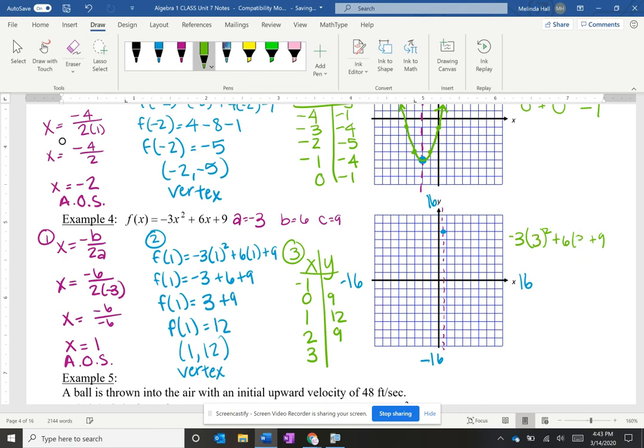3 squared is 9, and 9 times -3 is -27. 6 times 3 is 18, and then plus 9. So -27 plus 18 is -9, plus 9 gives me 0.